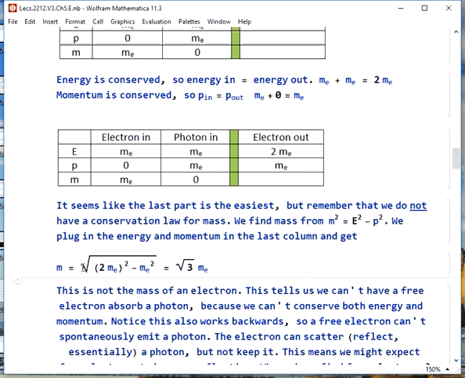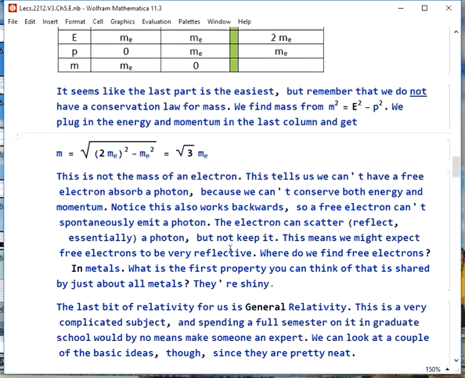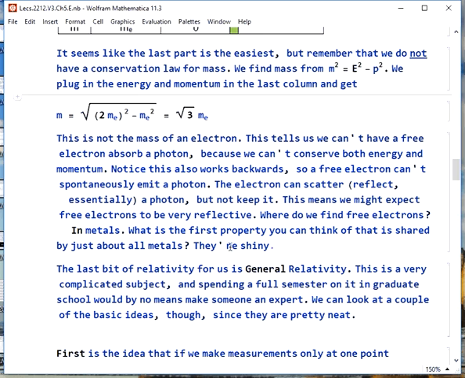We put those things in, and the answer we get is the square root of 3 times the mass of an electron. So that means we can't do this, because that's not the mass of an electron. We can't have a free electron absorb a photon because we can't conserve both energy and momentum. That also works the other way, so a free electron can't spontaneously emit a photon. There has to be an atom nearby or something.